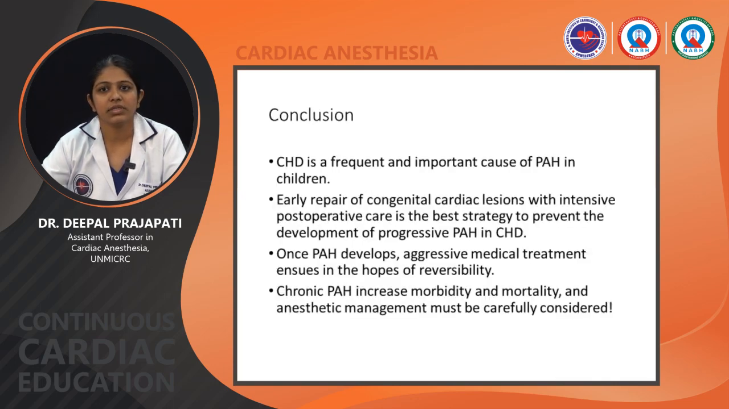So, here we can say that congenital heart disease is a frequent and important cause of pulmonary arterial hypertension in children. Early repair of congenital cardiac lesions with intensive post-operative care is the best strategy to prevent the development of progressive PAH in congenital heart disease. Once PAH develops, aggressive medical treatment offers hope of reversibility. Chronic pulmonary arterial hypertension increases morbidity and mortality, and anesthetic management must be carefully considered.